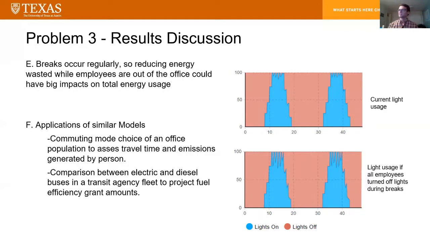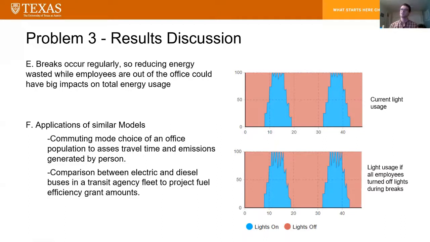For example, the plot that is shown here on the top right is the current light usage for the given problem. However, if every single employee was to turn their lights off when they go on break at 100% certainty, so that's even better than the environmental champion category currently is, you can see that those spikes drop down a lot farther down here. And so over time, as you add up every single day, every single year, over decades, that could be some pretty significant environmental impacts that you're saving there, as well as economic impacts for energy costs.